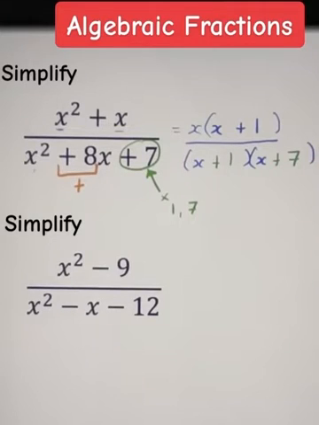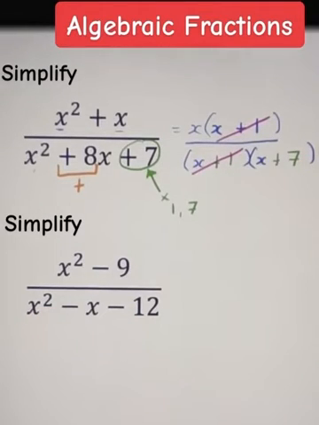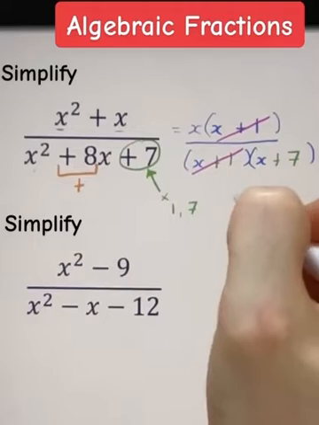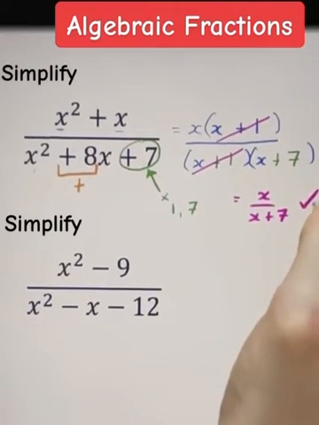Again, as we're simplifying, we now need to cancel common factors. We can see we've got x plus 1 common on the top and the bottom of our fraction. So therefore, we're left with single x on the top over x plus 7 on the bottom.